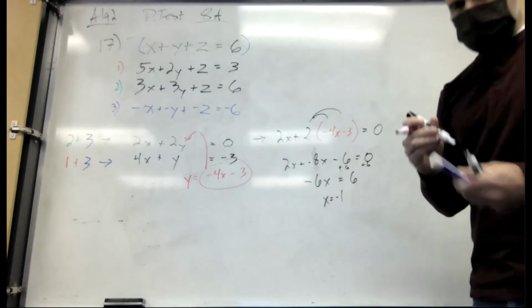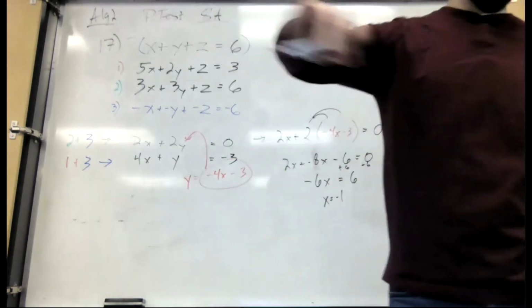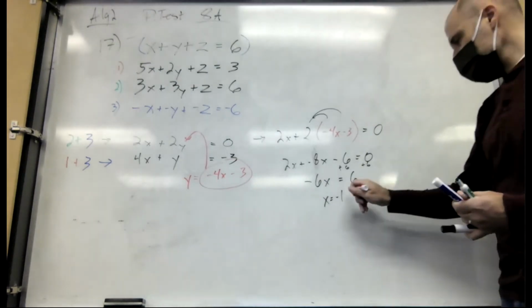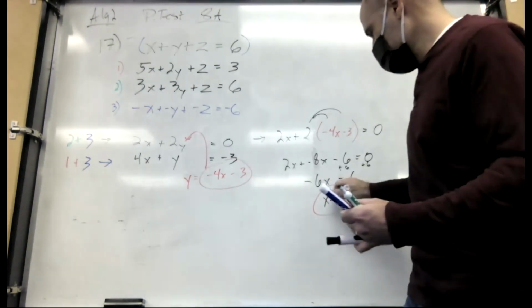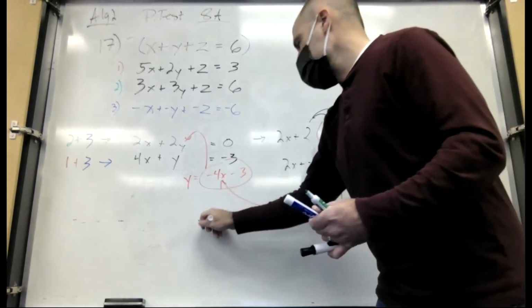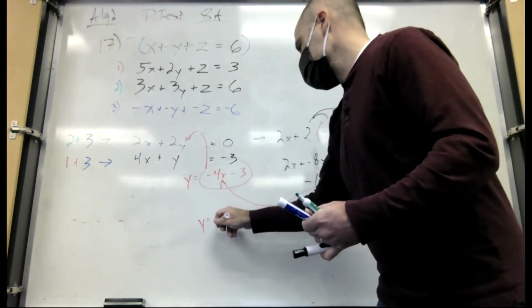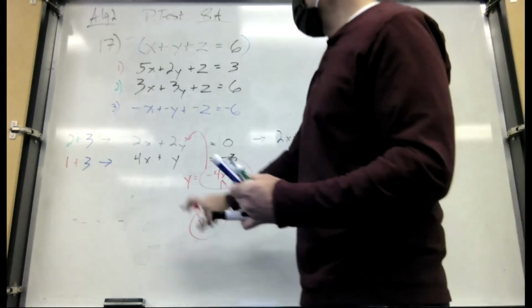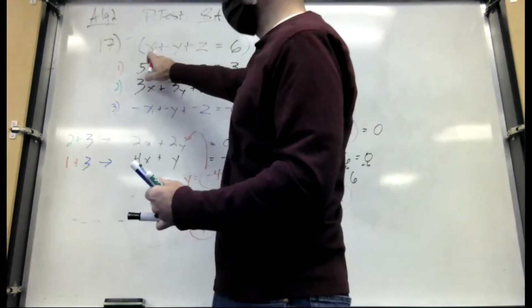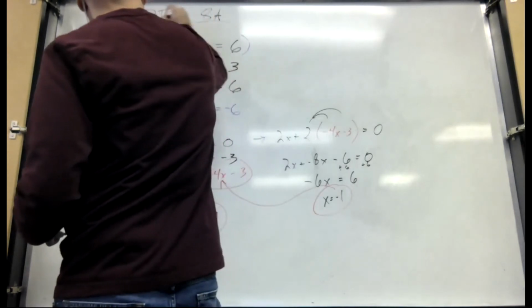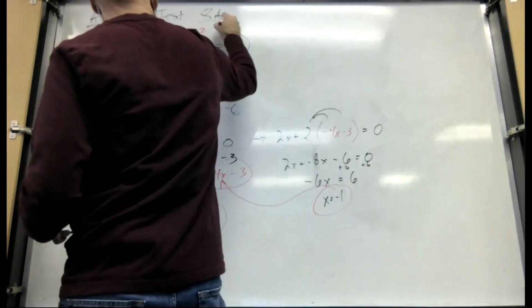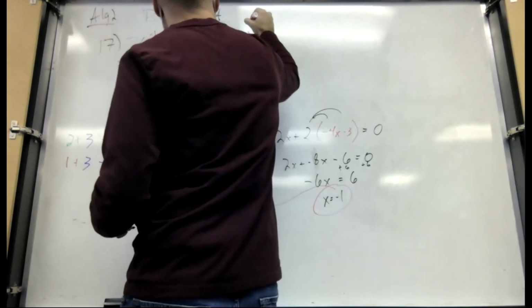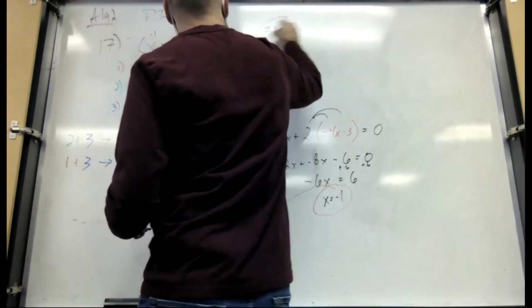All right. Now we have to backward substitute everything else. So if x equals negative 1, then that means y equals positive 4 minus 3, which is 1. And if y equals 1 and x equals negative 1, let's go to our original ones here. Negative 1, 1 plus z equals 6. So that means z equals 6.